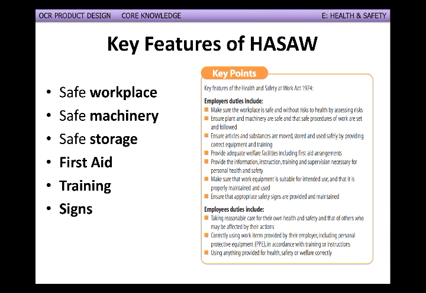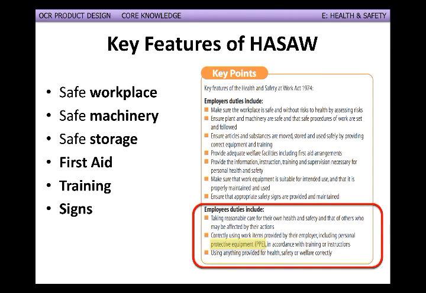There are a few key features of the Health and Safety at Work Act. You can pause the video and read through these at length on your right, but essentially it just boils down to these 6 things here. In other words, providing a safe workplace, safe machinery, safe storage of dangerous things, first aid, training for people that work there, and correct signs that are going to be placed around the workplace.